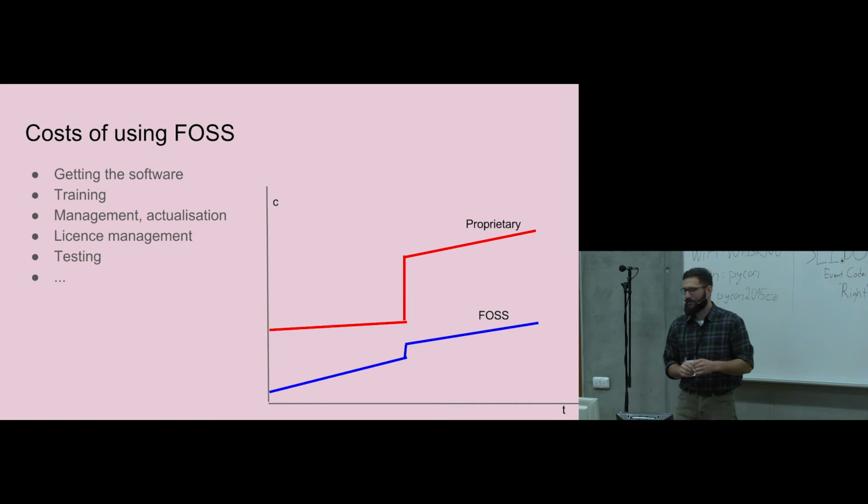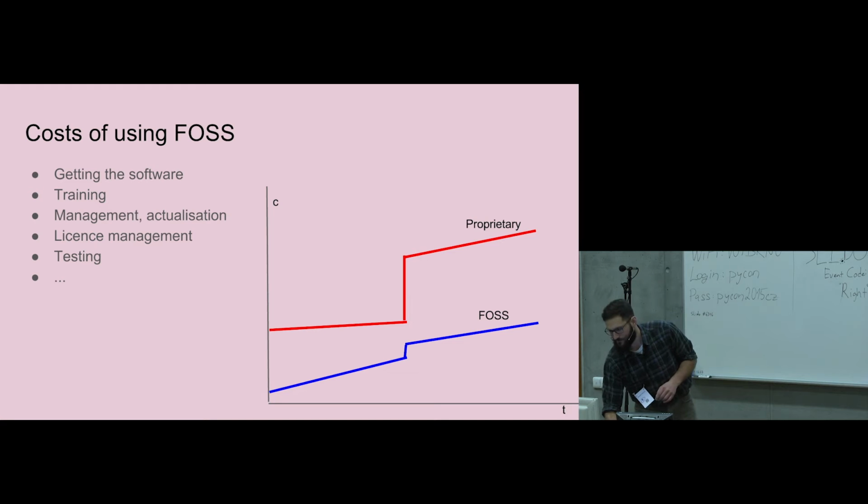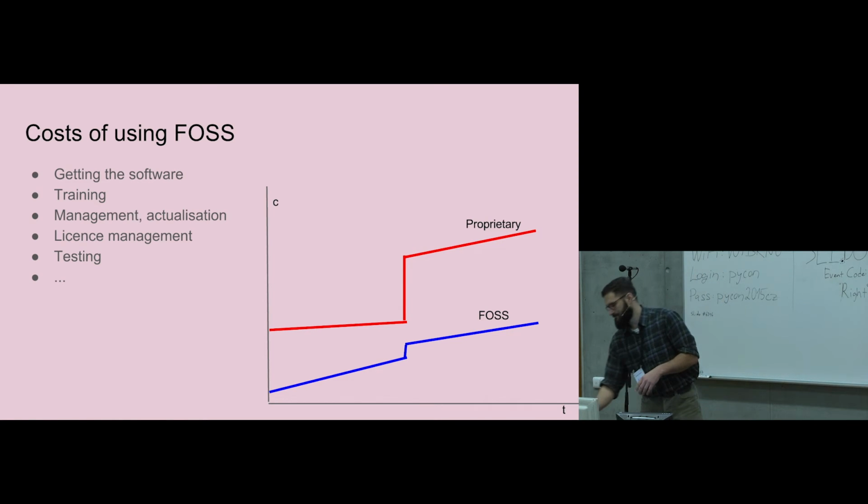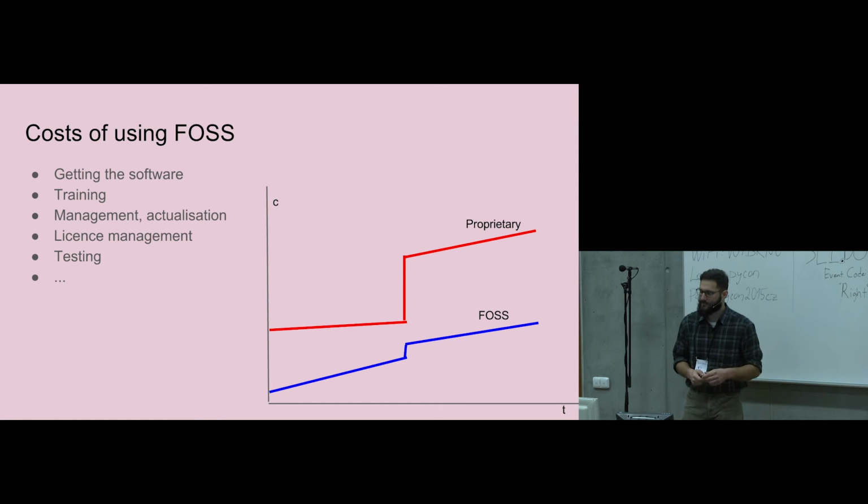By obtaining any software package, you are facing the costs of getting the software, training people to be able to work with it. For management and updating of the software, you have to manage the licenses somehow usually. You have to test it, test the whole environment, and so on. With proprietary software, the costs for getting the software are usually high. If you want to buy Oracle database, it costs you something. At least relatively high compared to open source software, of course.